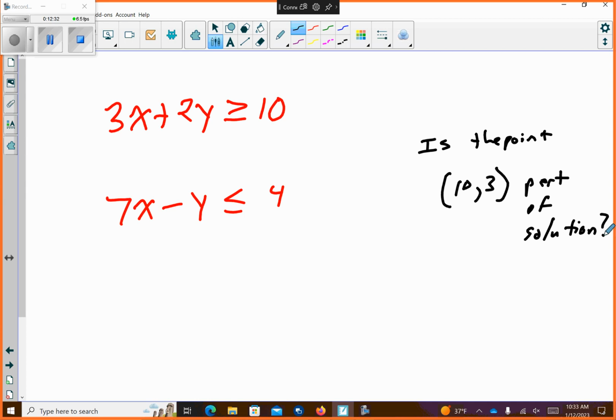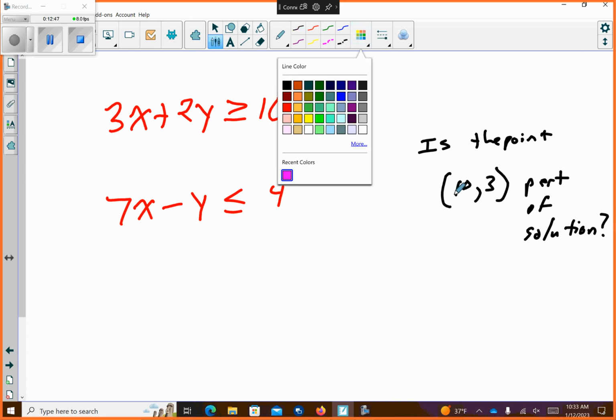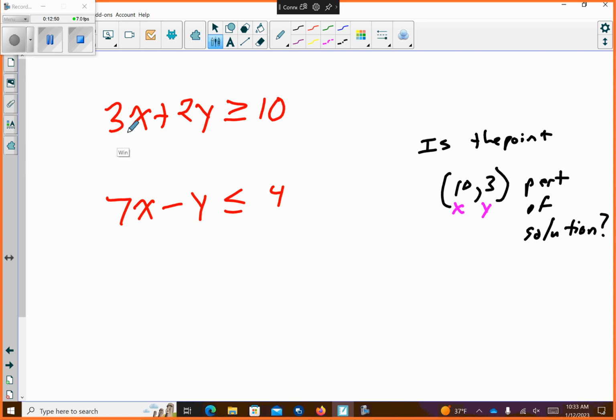Okay, so again, we're not really taking notes. We're just kind of looking at it. So what are some ideas that we might be able to do if we're not going to graph it? How would we make this work? Yeah, I like it. We're going to plug it in. Okay, so this is an x, this is a y value. So I'm going to plug it in here. So I get 3 times 10 plus 2 times 3. We want to know if that's greater than. So it's 30 plus 6 greater than or equal to 10. Is 36 bigger than 10 or smaller? So it works here. So right now, 10, 3 is a solution to the top one.